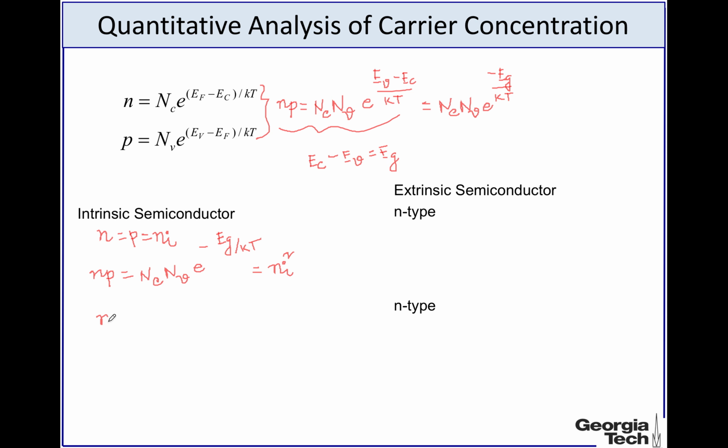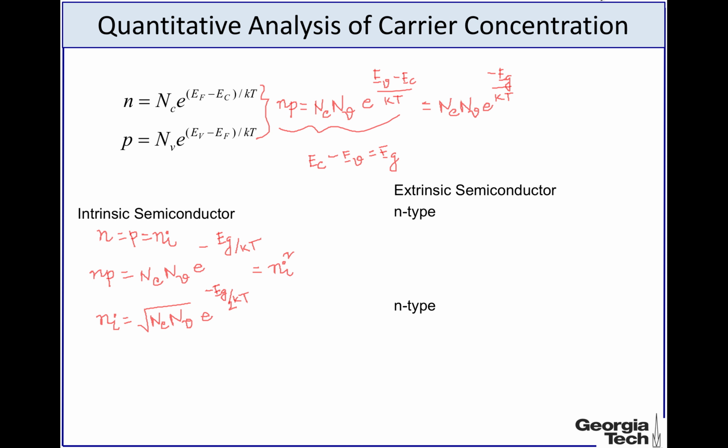So Ni, the number of carriers in an intrinsic semiconductor, is the square root of Nc Nv multiplied with e power minus Eg over kT over 2. All right.